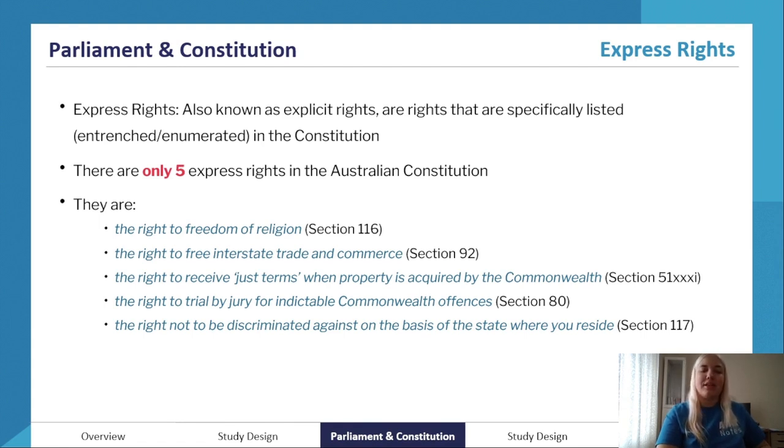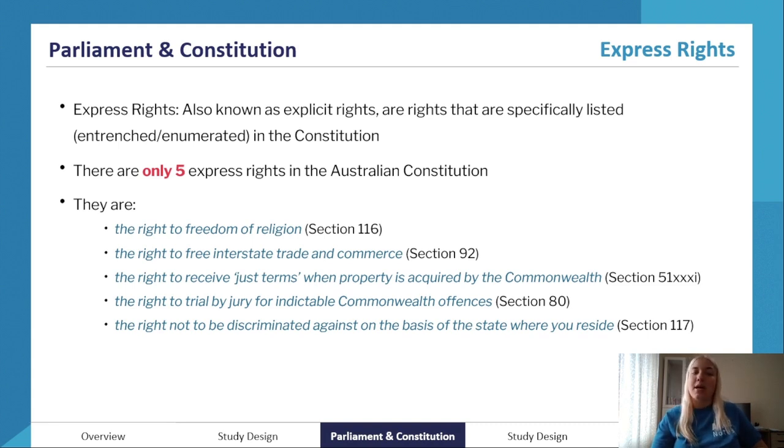So these include the right to freedom of religion, which includes section 116. This means that you need to be able to discuss all of them and know all of them in their sections, guys. The right to freedom of religion is technically only federal level, so that's a bit of a limitation. However, it does include the idea that Commonwealth Parliament cannot declare one religion as the religion of the country, and people's religious practices and beliefs cannot be restricted or punished or anything like that. And everyone has a right to practice whatever religion they have freely.